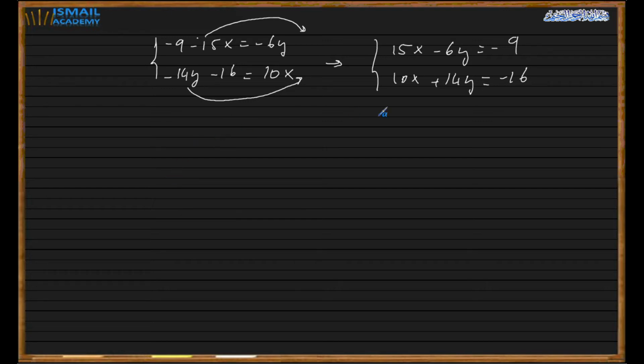So now I'm going to use the ratio test to check what's going on here. So 15 over 10 and minus... maybe I chose the wrong system here.